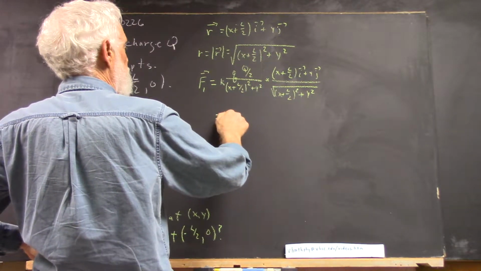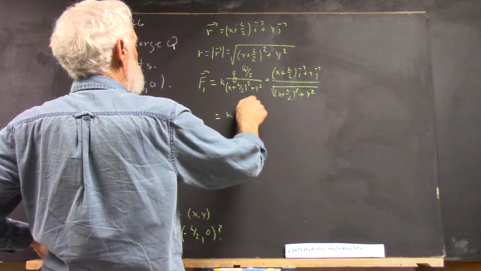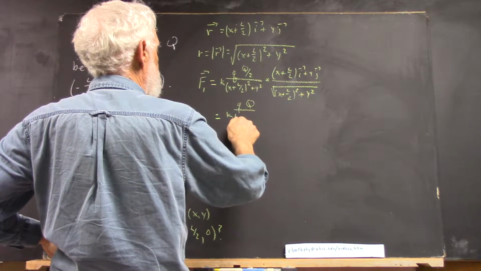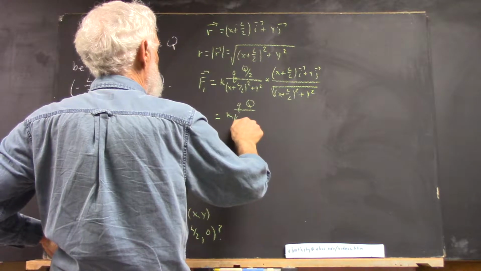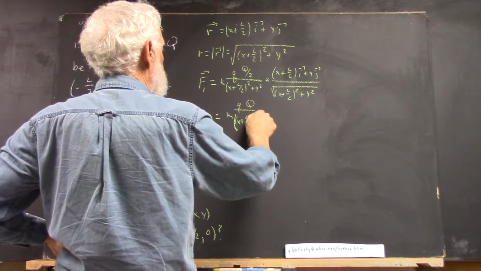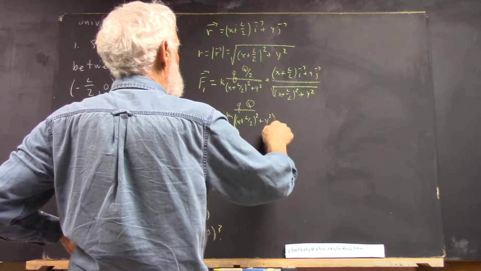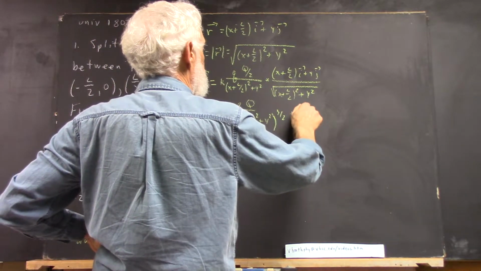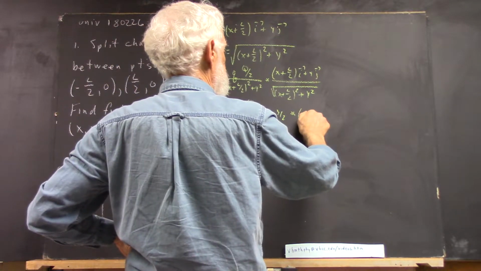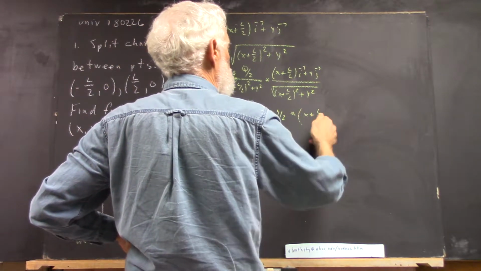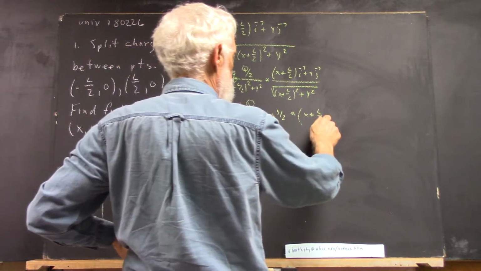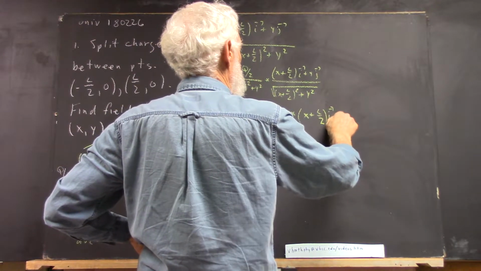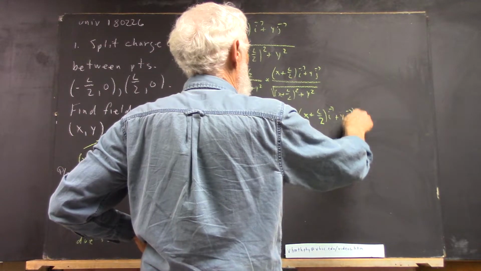So that equals k times little q times big Q over the quantity x plus L over 2 quantity squared plus y squared to the 3/2 times x plus L over 2, and I don't know why this chalk isn't writing, i plus yj.